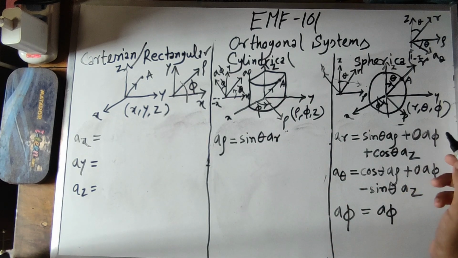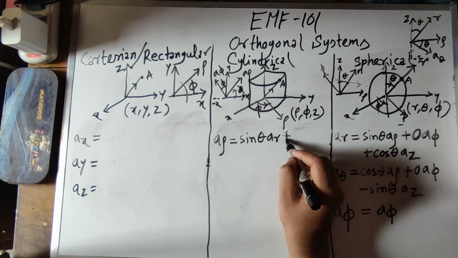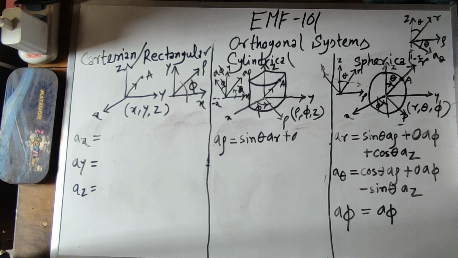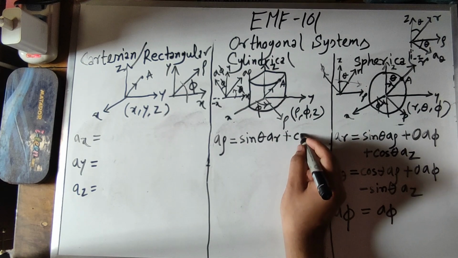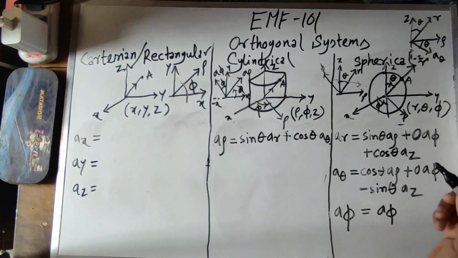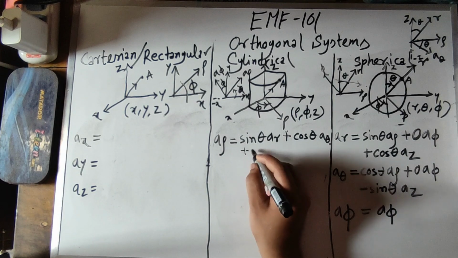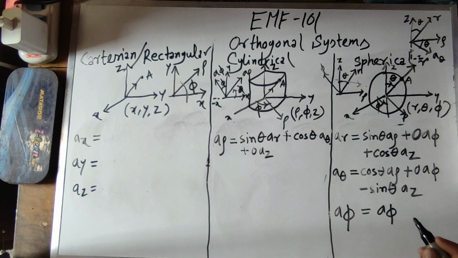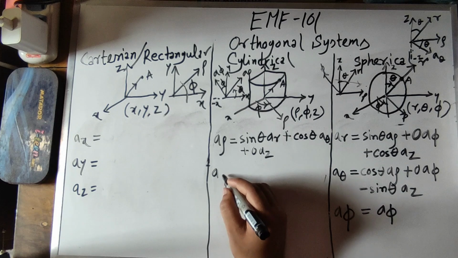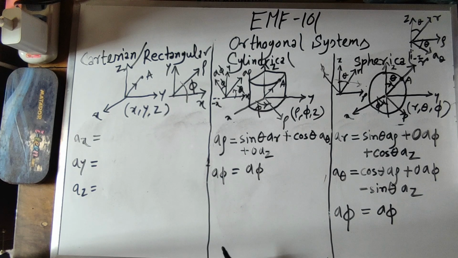Now for theta, a rho has a cos theta component in the direction of a theta, so plus cos theta a theta, and rho is perpendicular to z, so no z component, plus 0 az. So now a phi is the same as a phi in the spherical system.